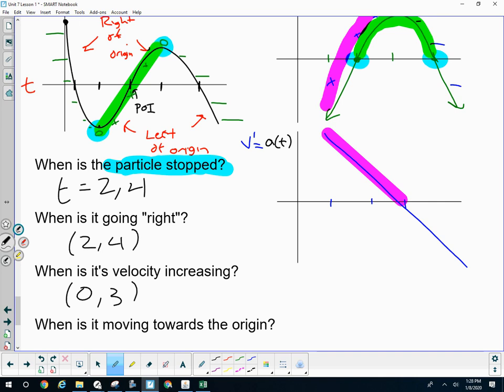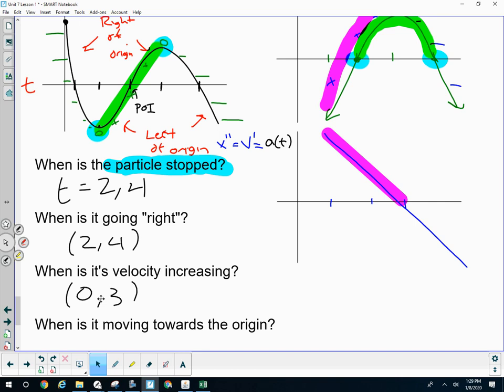What else could I look at to see when my velocity is increasing? Maybe looking at the x graphs. If you think of v prime, or a, being x double prime, concavity, oh my goodness, the concavity of x, we're concave up. It's all f, f prime, f double prime.